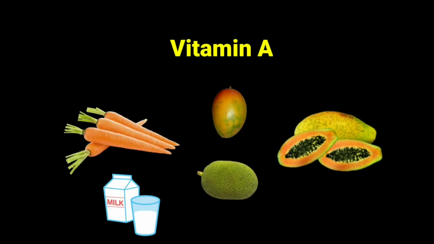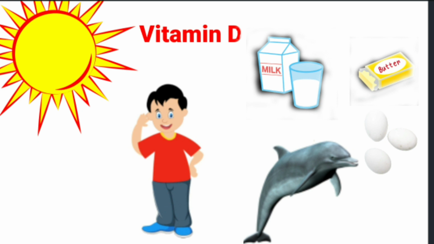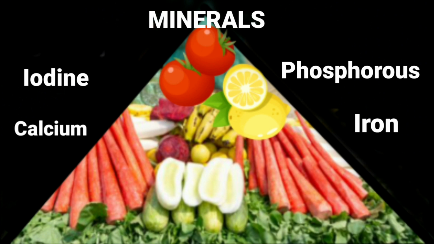Vitamin A keeps our skin and eyes healthy. Vitamin C helps the body to fight against many diseases. Our body prepares vitamin D in the presence of sunlight. Minerals are needed by our body in small amounts. Each one is essential for proper growth of the body and to maintain good health.